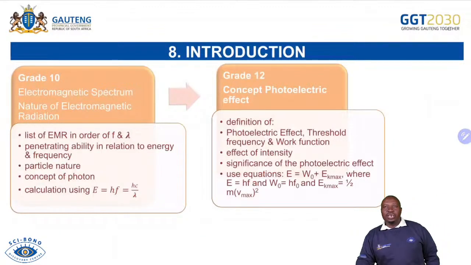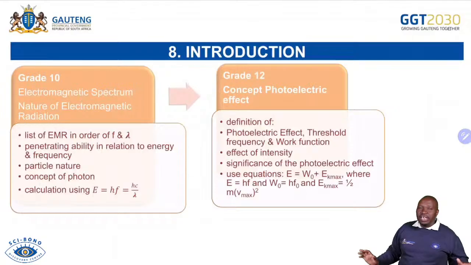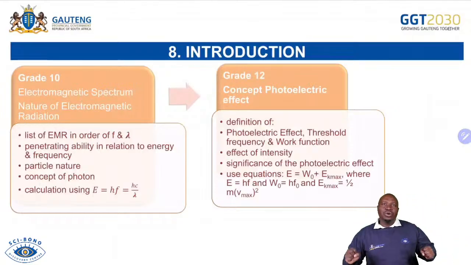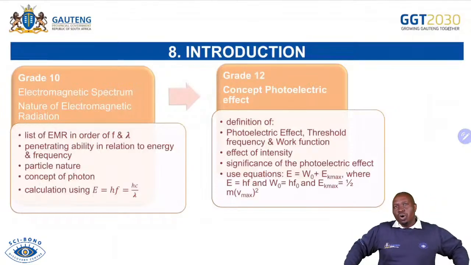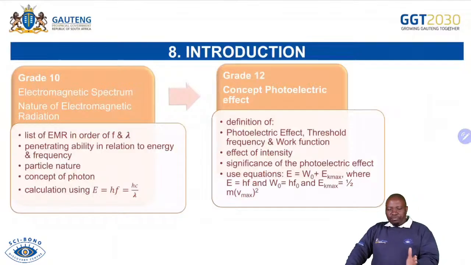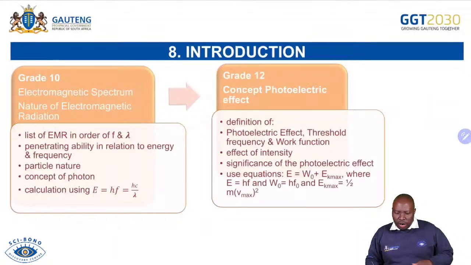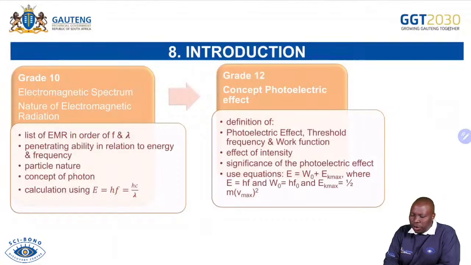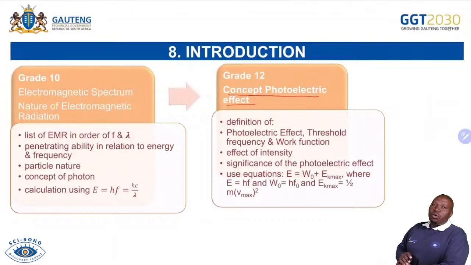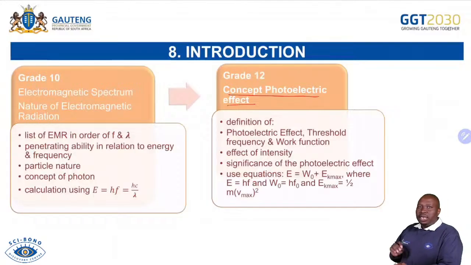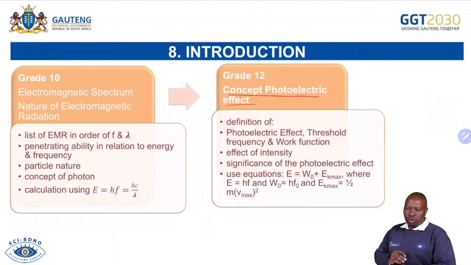Now, let's come to grade 12. So we have invested a lot in prior knowledge to say, what do you know as of now? Now we are taking that information and bringing it to grade 12, where we talk about the concept of the photoelectric effect. Remember, we said it is the process whereby electrons from the metal surface are ejected when light of a certain frequency is shone onto it.